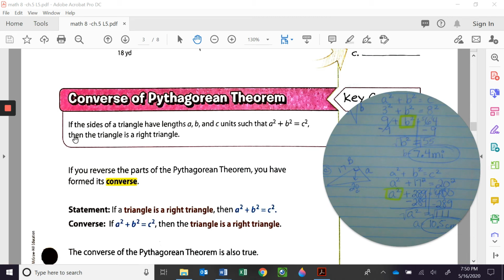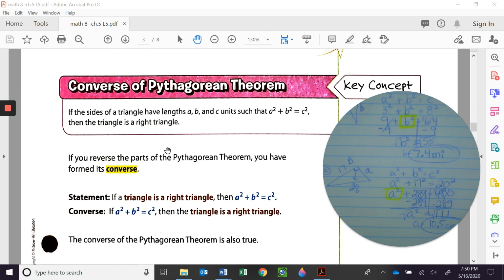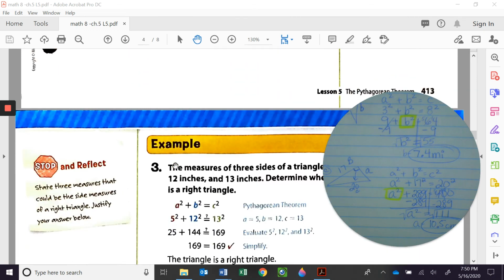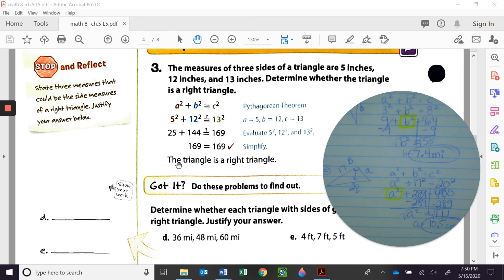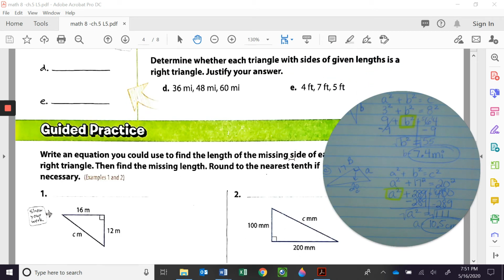Okay. All right, so then it says converse of the Pythagorean theorem. So if the sides of the triangle have the A and the B and the C, is it a right triangle? So basically you're proving if it's a right triangle. So they're going to give you the 3 values. You have to put it in the formula, and if it is correct, then it's a right triangle. But if it's not correct, then it doesn't work. So let's look at 2 examples of those.